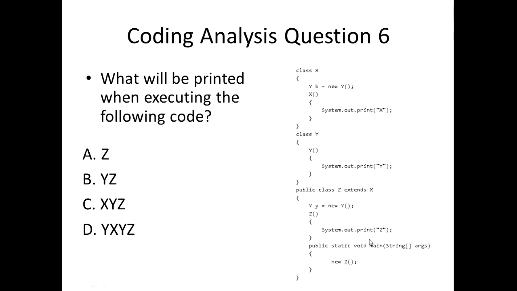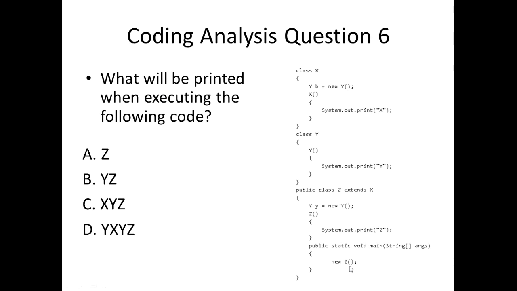And then we have our main method, which is the most important method. This is going to tell us exactly what's going to be executed when we run the application. All right, so let's first start off with this main method. This main method is creating a new instance of the Z class. But we also know that this Z extends X.